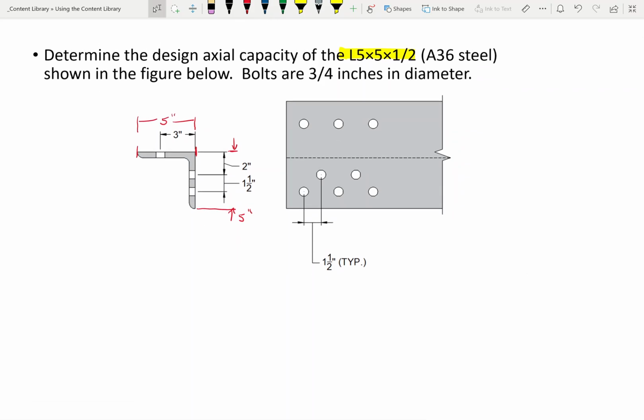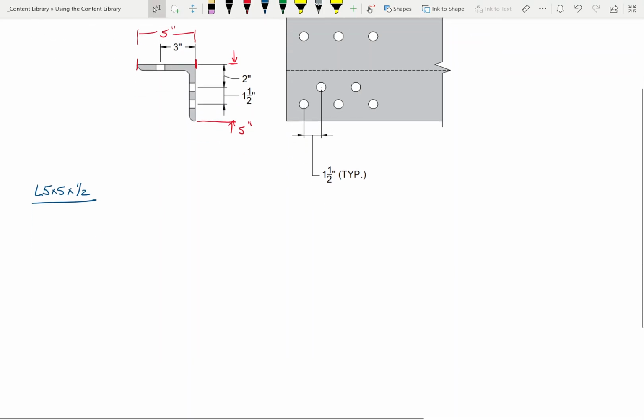Follow with me. Let's consider an L 5 by 5 by 1/2, because that's the angle that we're looking at. So here's the angle. Let me move this down a little bit. This dimension is 5 inches. This dimension is 5 inches.